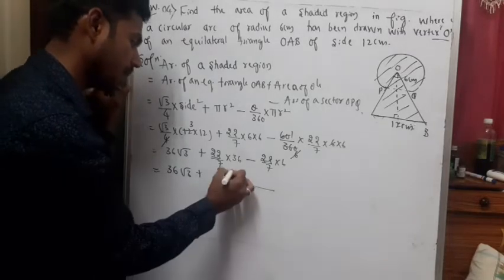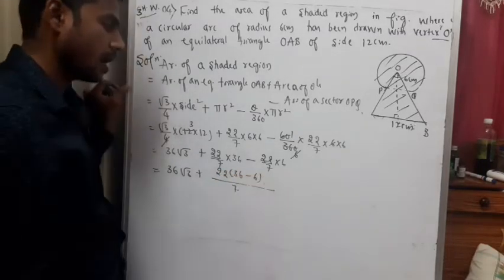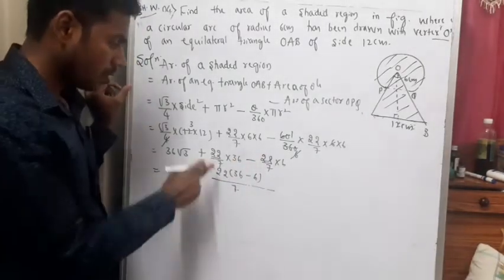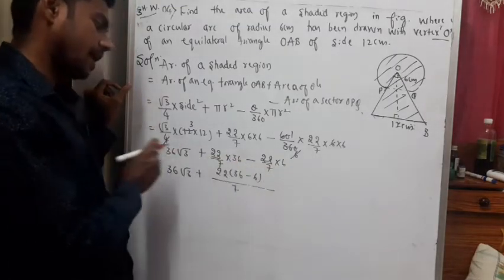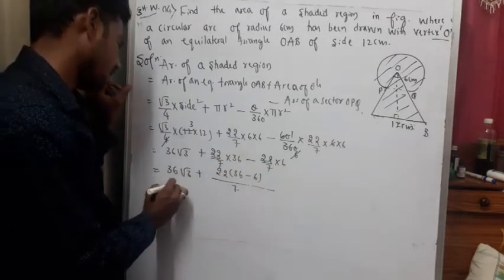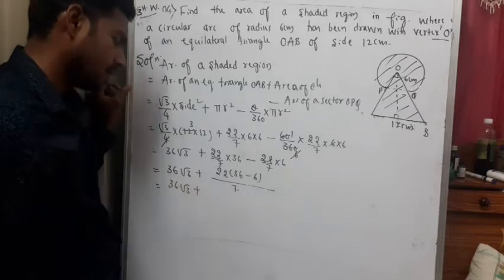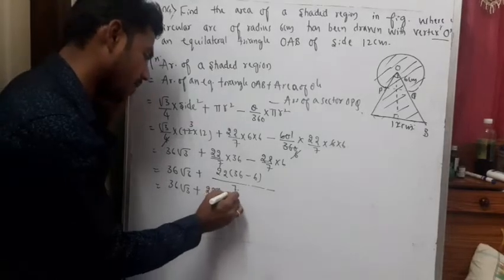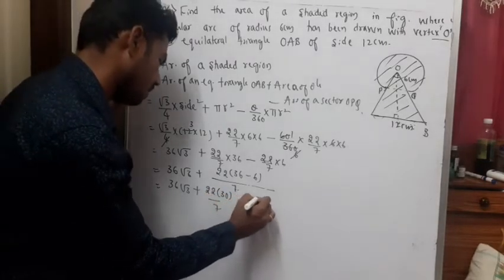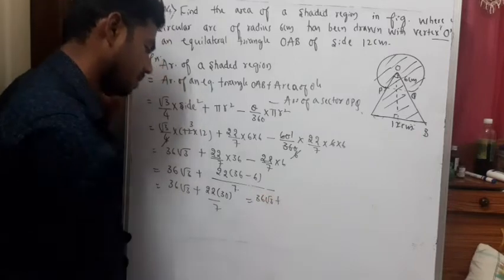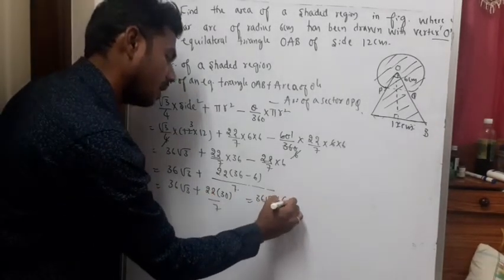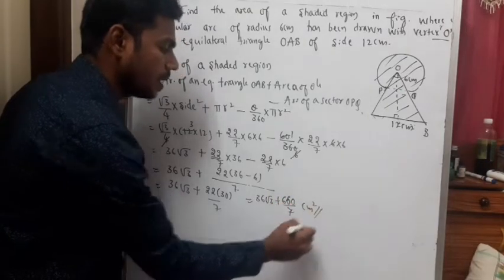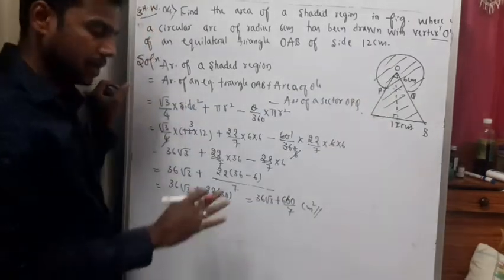I will take it out: 36 minus 6. Since the LCM is the same, I need to subtract the numerators. 22 into 36, 22 into 6, 22 I will take out, 36 minus 6. So 36 root 3 plus 22 into 30 divided by 7, which is equal to 36 root 3 plus 660 divided by 7 centimeter square. This is the area of the shaded region. Please note this down.